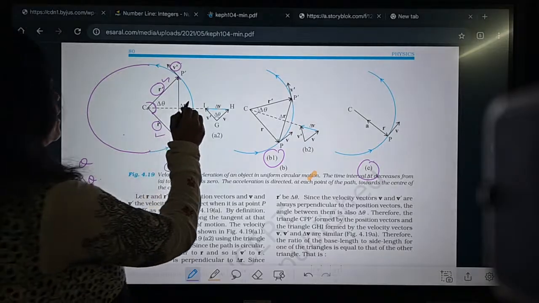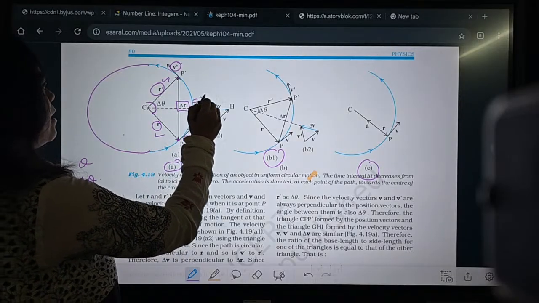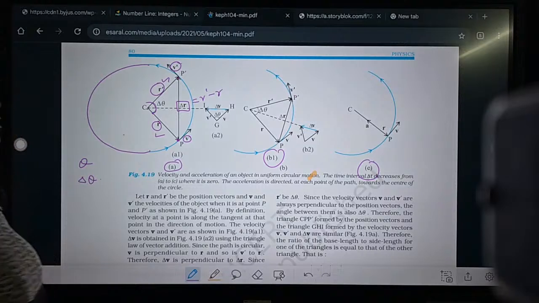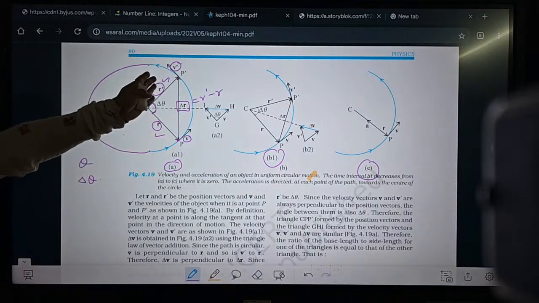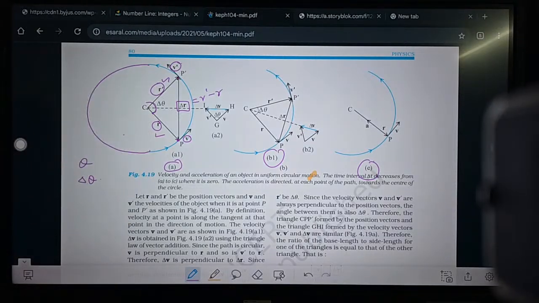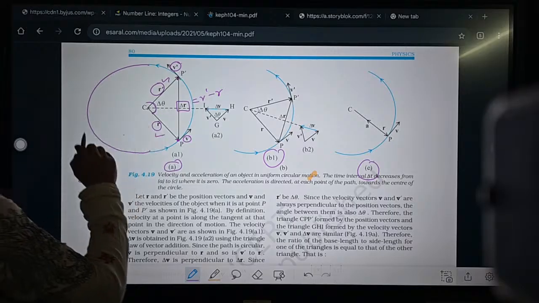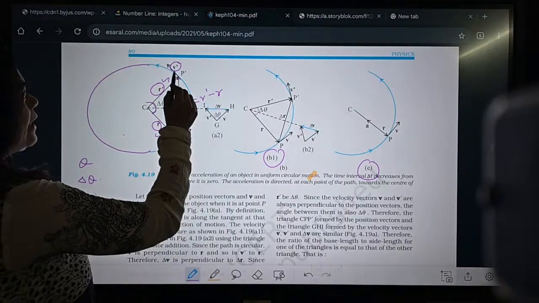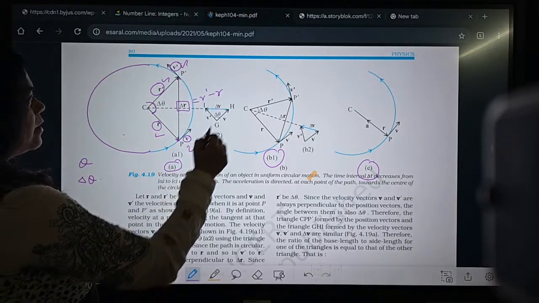So this will be the delta R. What is delta R? R prime minus R. This you could have already done in the triangle law of addition. Do you remember that? So this is delta R. Okay, like this, you can take this velocity.